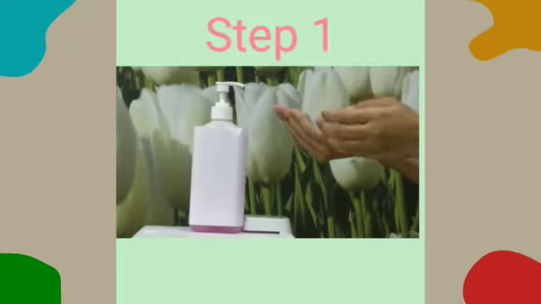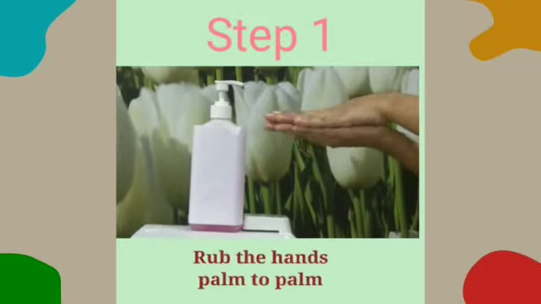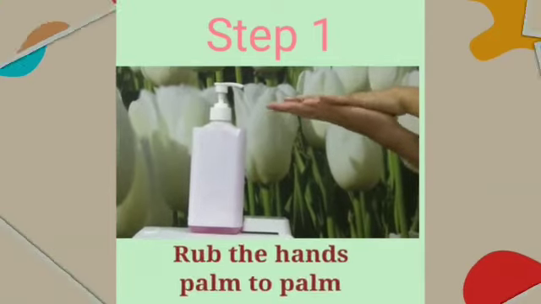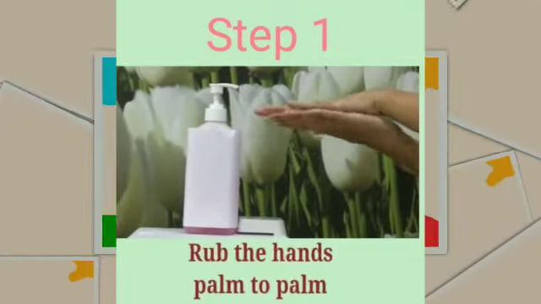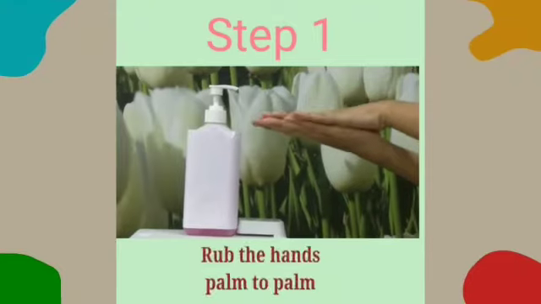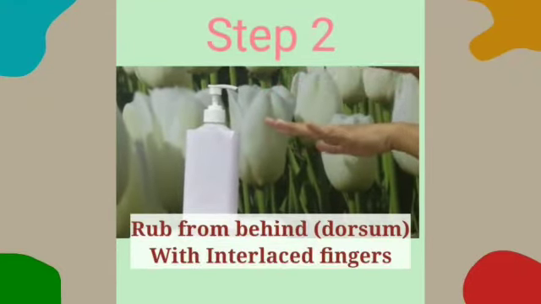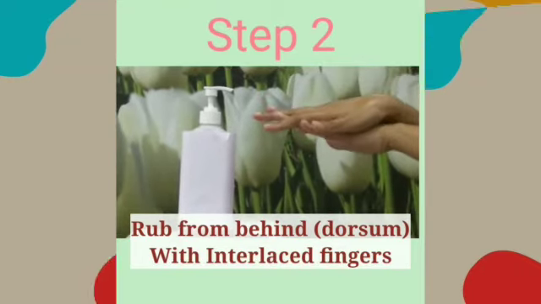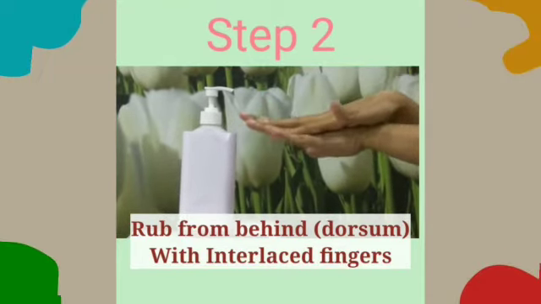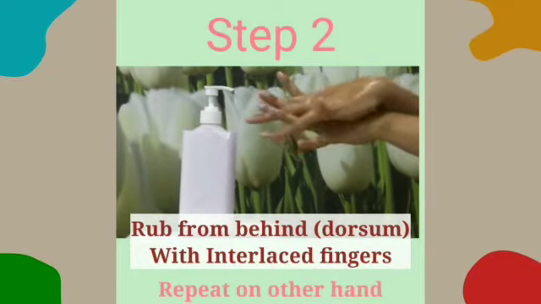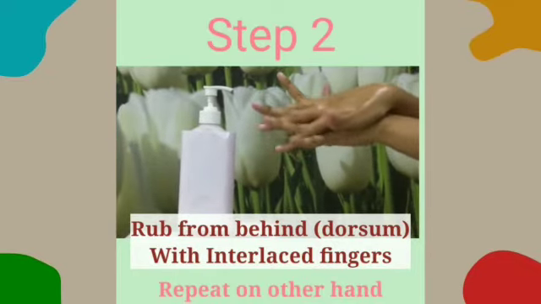Step 1 of hand rub. You have to start rubbing the palms together like this. Step 2 of hand rub. You have to keep the palm of the right hand over the back of the left hand and start rubbing it so that it will be intersecting the fingers as shown. The same has to be repeated on the other side.